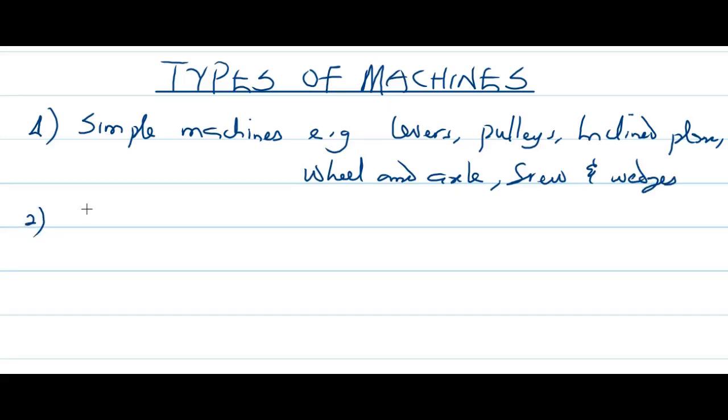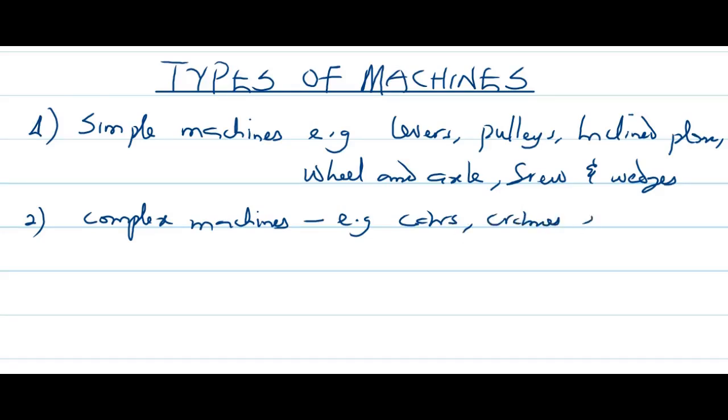Then number 2, we have complex machines. Complex machines simply are combinations of simple machines. For example, we have cars, cranes, and so on. So, in this video, we are going to be talking about the simple machines, all right? The levers, pulleys, inclined plane, and so on and so forth.